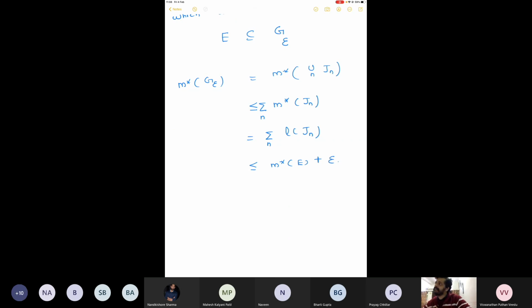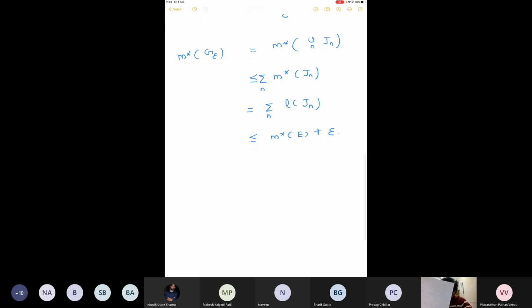So any given set, roughly, what it tells us is that the outer measure of any given set can be approximated by the outer measure of a suitable open set. And the error can be made less than any arbitrary number. Okay. The second one is a follow-up of the first one.